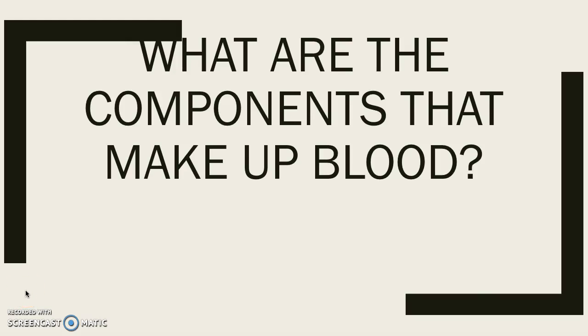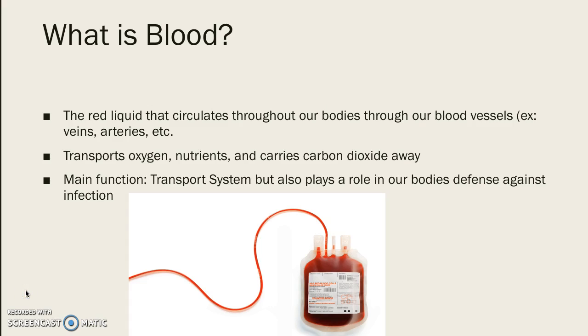Today we're going to talk about what are the components that make up blood. Now, before learning what makes up blood, we should know what blood is. So, blood is that red liquid that circulates throughout our bodies through our blood vessels. Examples: veins, arteries, and our heart pumps blood throughout the rest of our body.